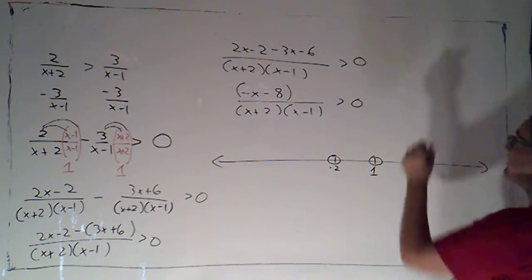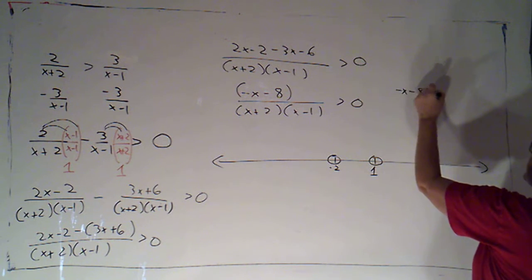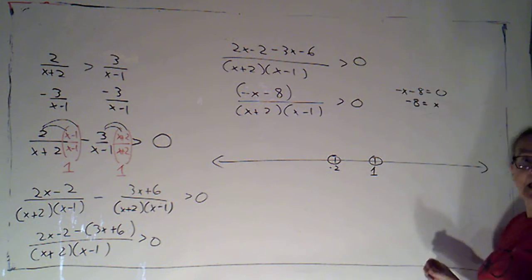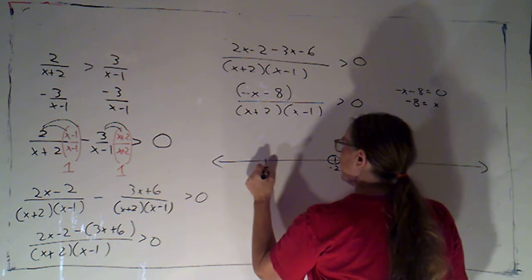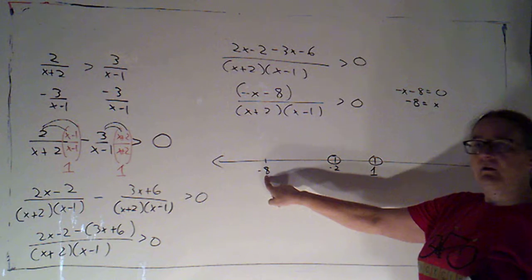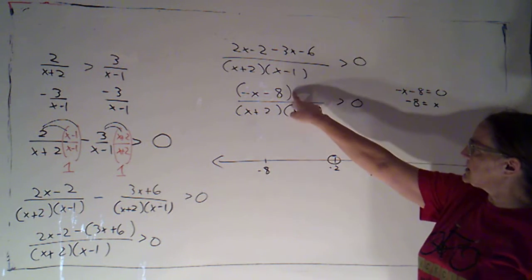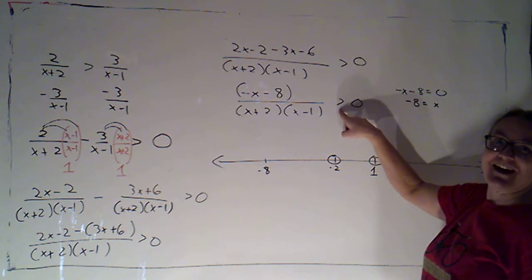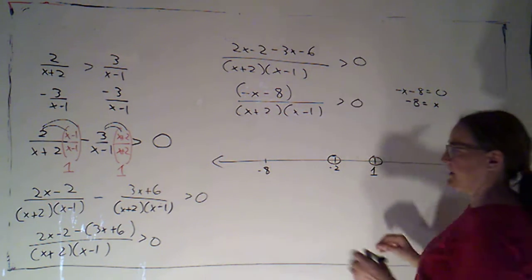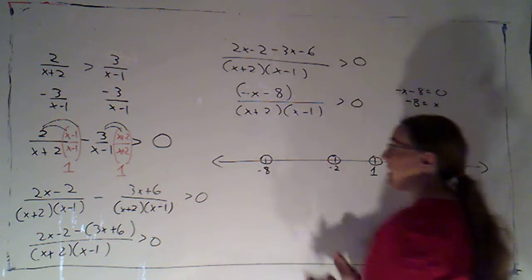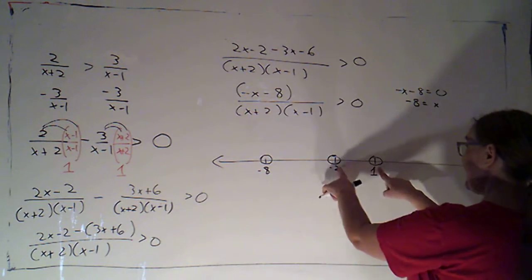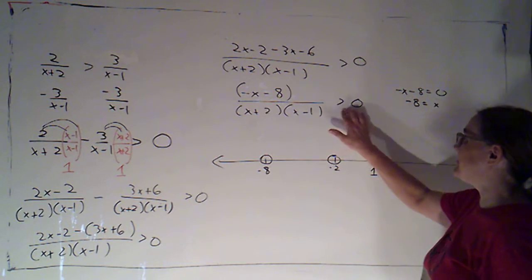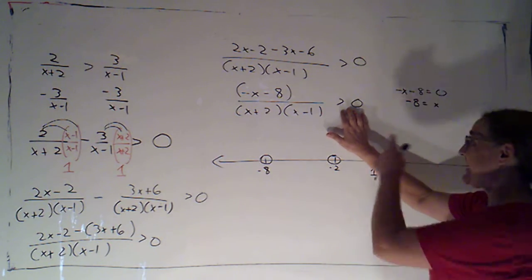Now I can look at the top. If negative x minus 8 is 0, if I add that x over, I'm going to get x is negative 8. Okay. Now, should that be an open circle or a filled in one? Since it makes the top 0, it makes the whole fraction 0. But I don't want to include that because this was a strict inequality. So this one will also be open, but for a different reason. These two are open because they make the left side undefined. This one is open because it makes the left side equal to 0, and I want it to be strictly bigger than 0.